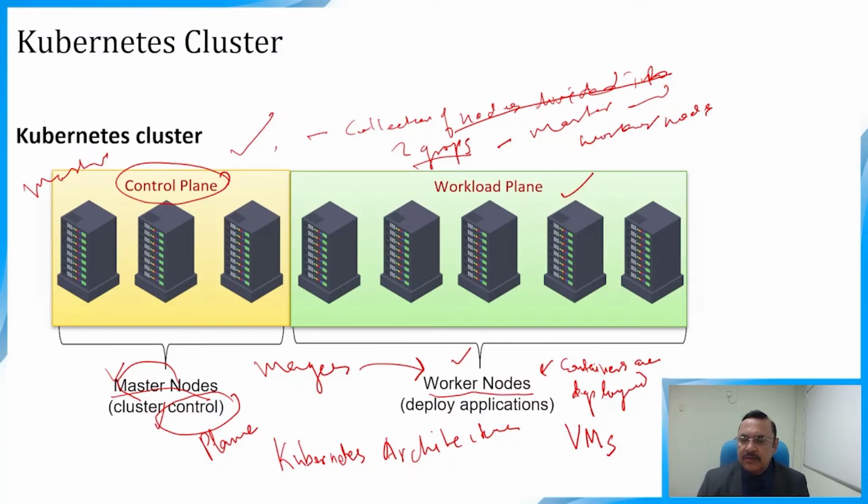The workload plane is also sometimes called a data plane. Now, the control plane is responsible for managing the state of the cluster. In a production environment, the control plane may span multiple nodes or even multiple data centers. The workload plane, or data plane, contains the worker nodes that run containerized application workloads. The containerized application runs in a pod.